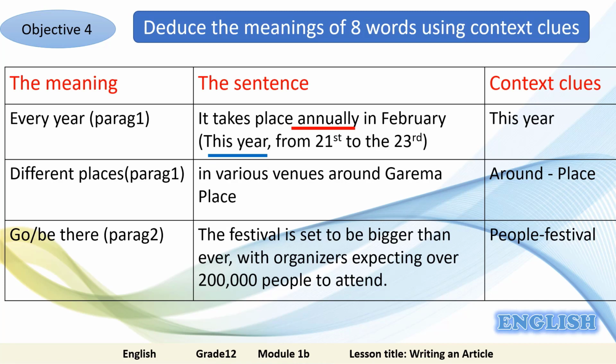Let's give it a second shot. Different places. Let's read the sentence and try to decide on 2 words that mean different places. In various venues around Jerima Place. Okay, I have around and I have a place. Yes, these are the context clues for various venues. You're definitely correct.